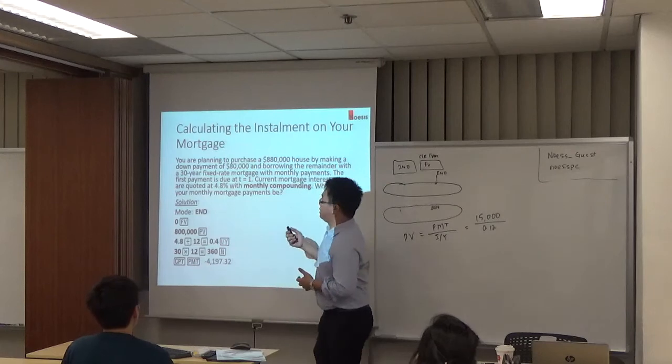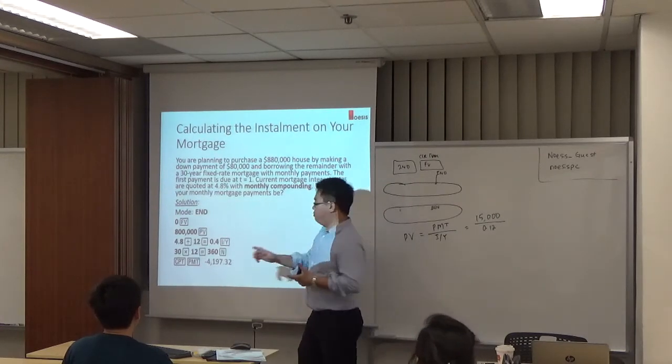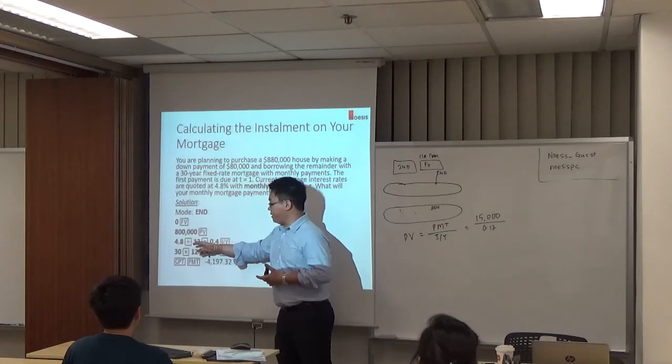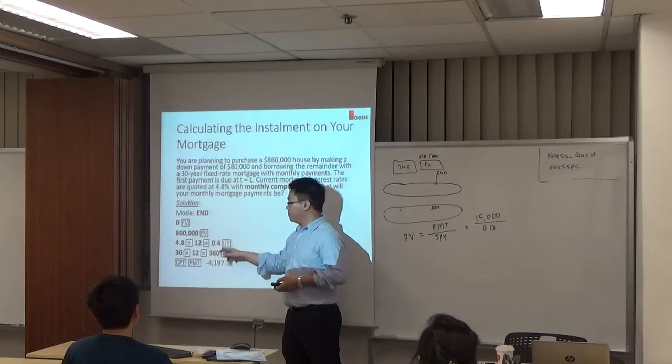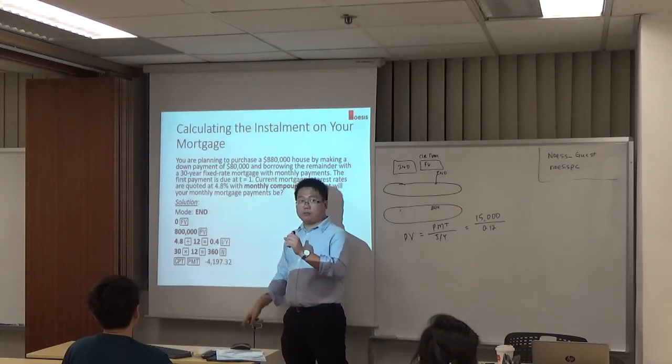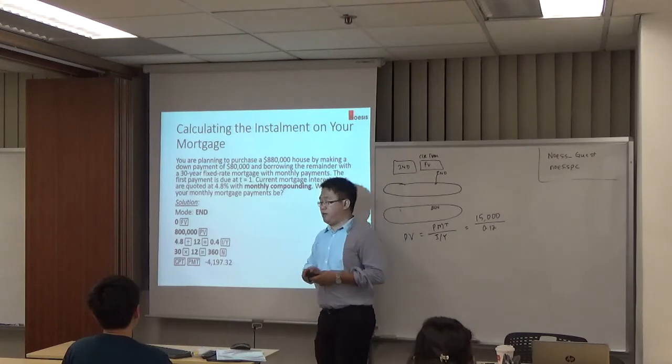Okay, remember to minus off the down payment. For the interest rate, be careful. Don't put 4.8. Put 4.8 divided by 12, so you get 0.4. This is 0.4% per month. So that's your interest rate. You need to adjust, be careful.